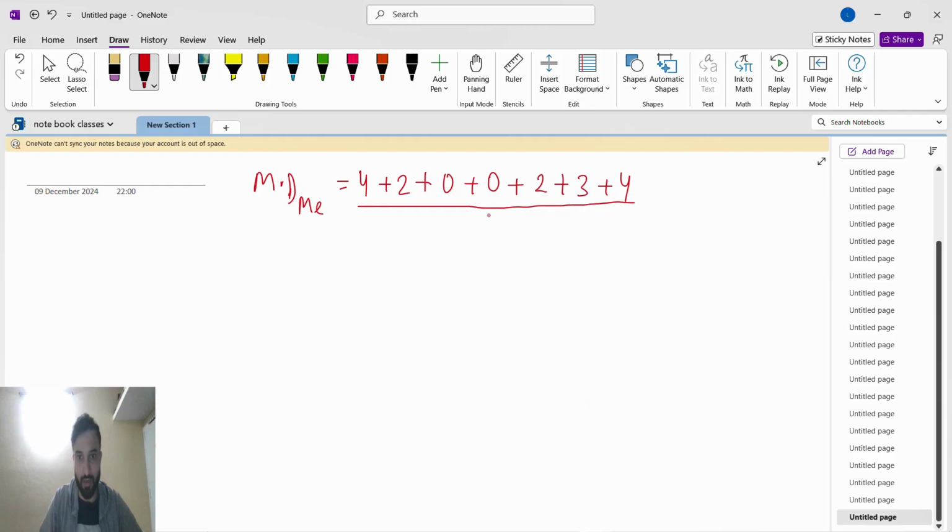Whole divided by small n, which is 7. So you'll get 4 plus 2 is 6, 6 plus 2 is 8, 8 plus 3 is 11, plus 4 is 15. 15 divided by 7, you are getting 2.14. Yeah, the answer is 2.14. That's it.